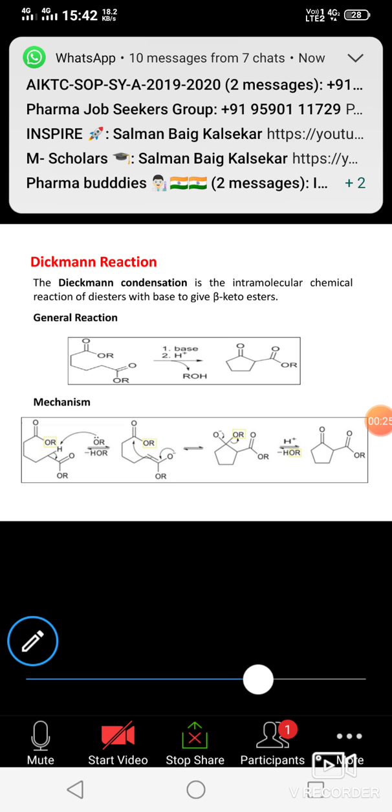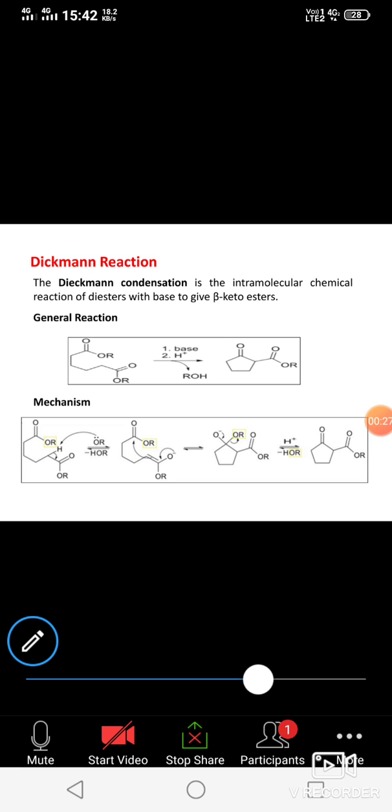And third point, you have to remember this reaction will be given by the compound which is having the diester functional group. Okay, means any organic compound which is having two ester functional groups, such type of compound will show the Dieckmann reaction. So for the Dieckmann reaction, you have to remember 3 points.